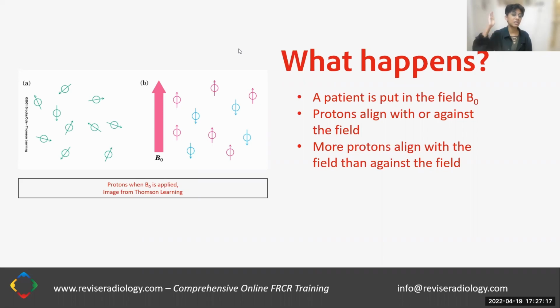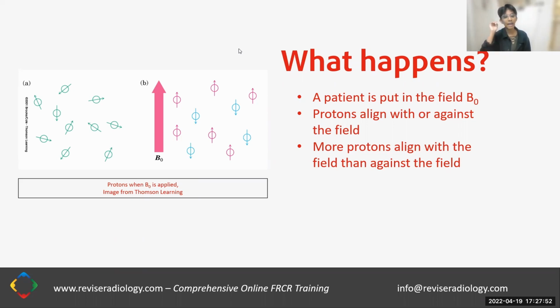So after the field B naught is applied, which is that thick pink arrow, the field is applied in the direction given by that arrow. And we know that magnetic fields have a direction, north to south, south to north, and the direction determines how magnets interact with the field. Now we see that something very important has happened to these protons. A lot of them, the pink ones, have arrows pointing in the same direction as the magnetic field, and the blue ones have arrows pointing in the opposite direction.